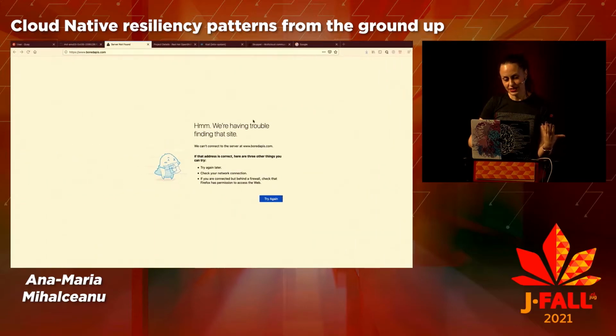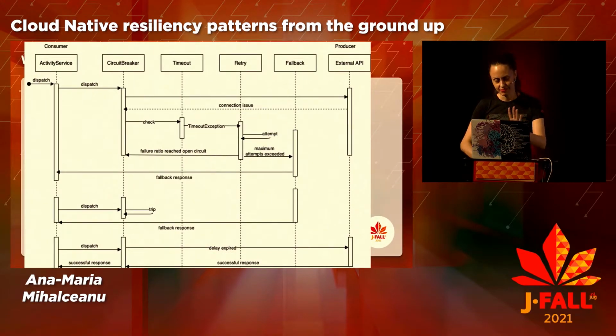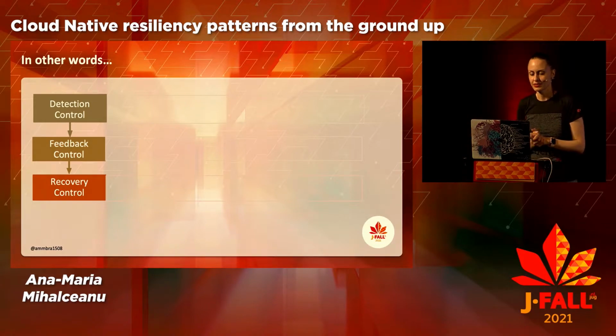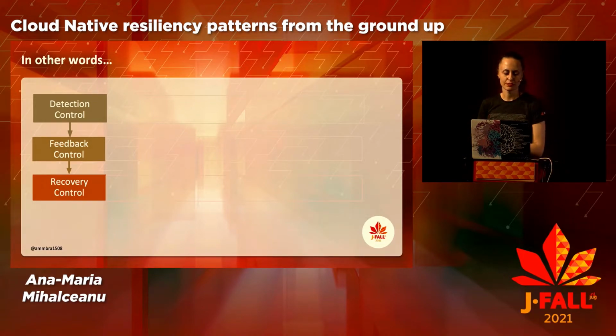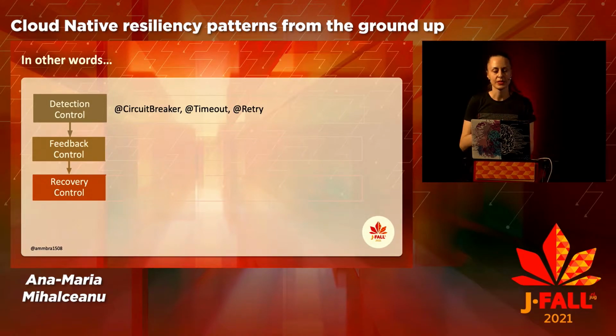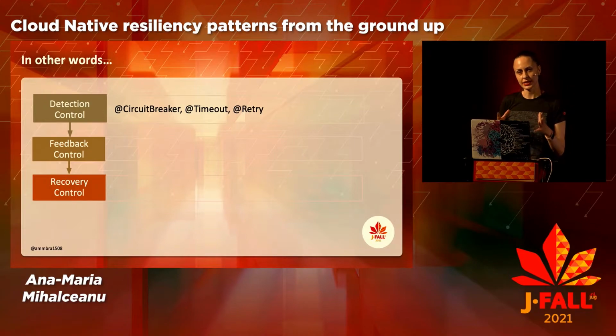And now, let's go back to the presentation, not the complicated thing. In other words, what I did earlier was to do the detection control, feedback control, and recovery control via the annotations. And here's the thing. Detection control can be done via circuit breaker, timeout, and retry. Why? Because all these three are there to detect the faulty mode. They're there to help you with the faulty mode.